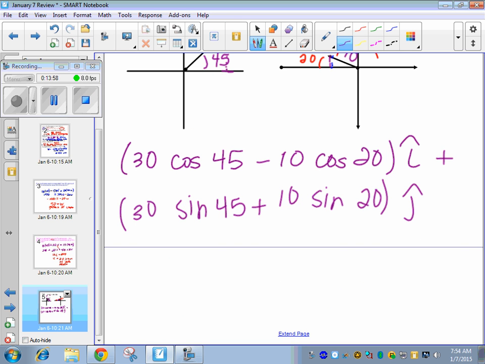Okay, use your calculators, you guys. You know how to do that, and remember to round it to decimals. Make sure your calculator is in degree mode. If you're getting different answers than your friends, you might not be in degree mode. Okay?